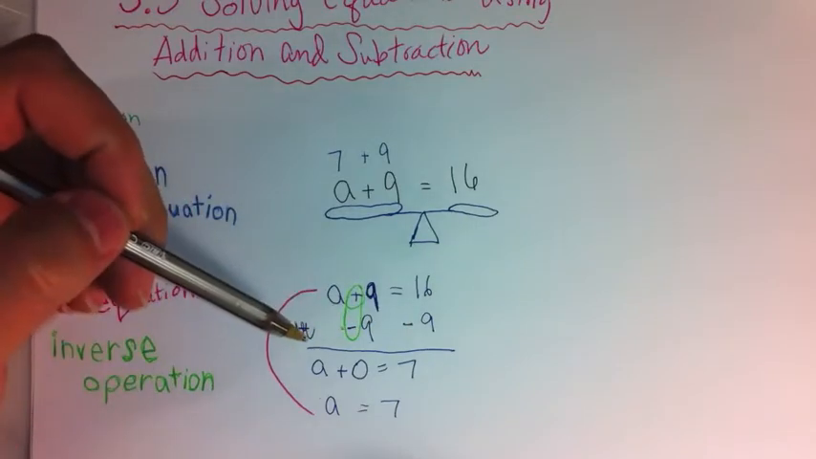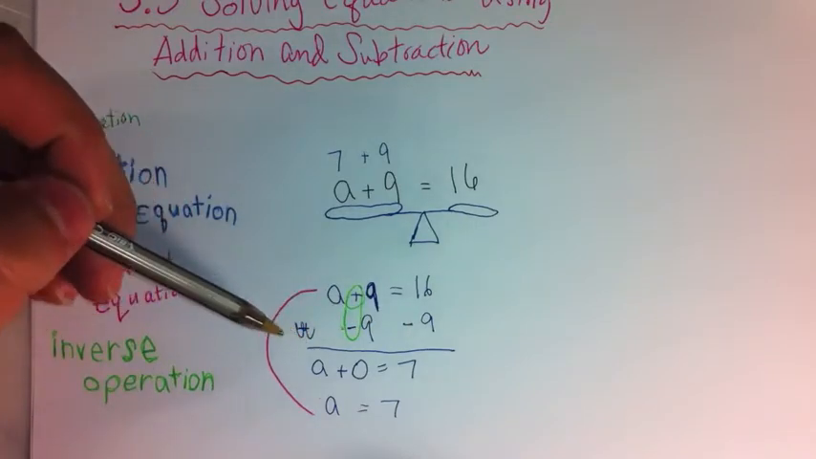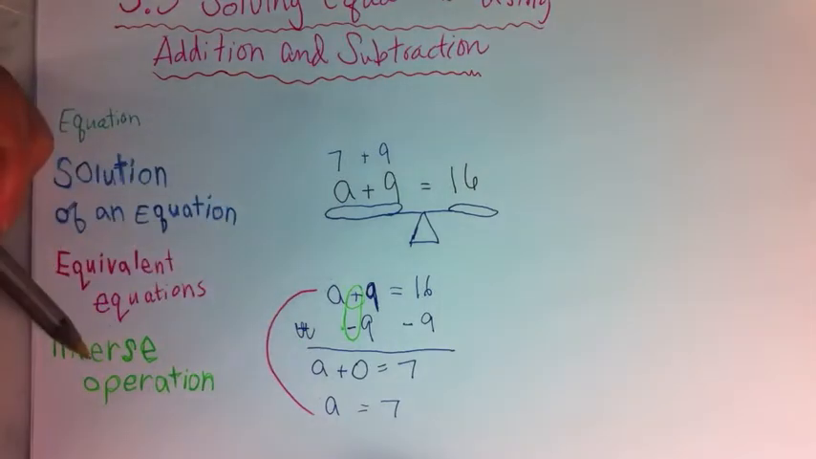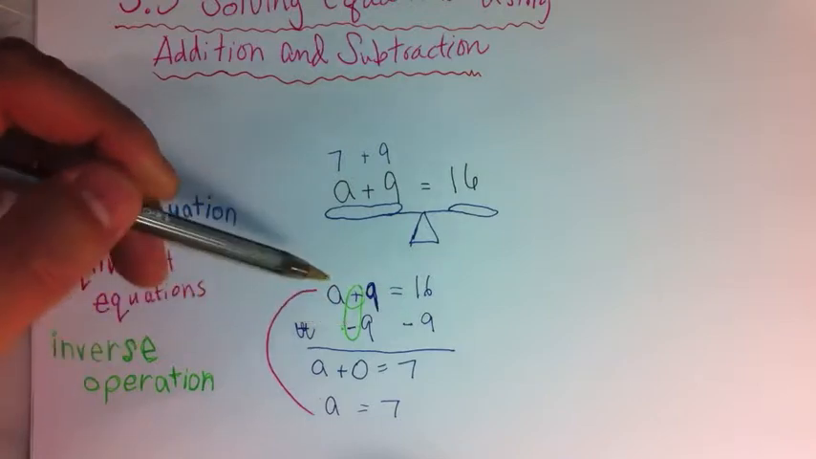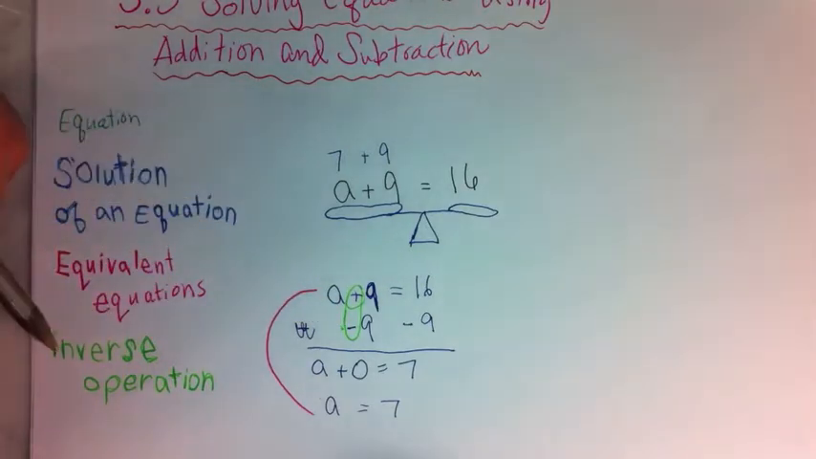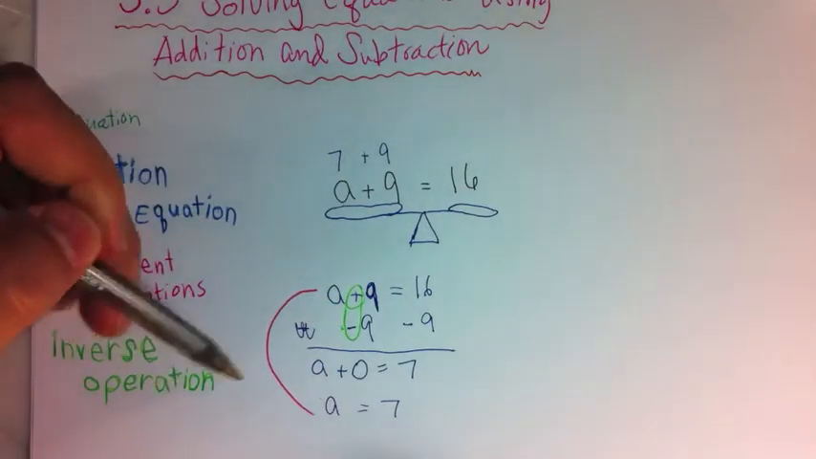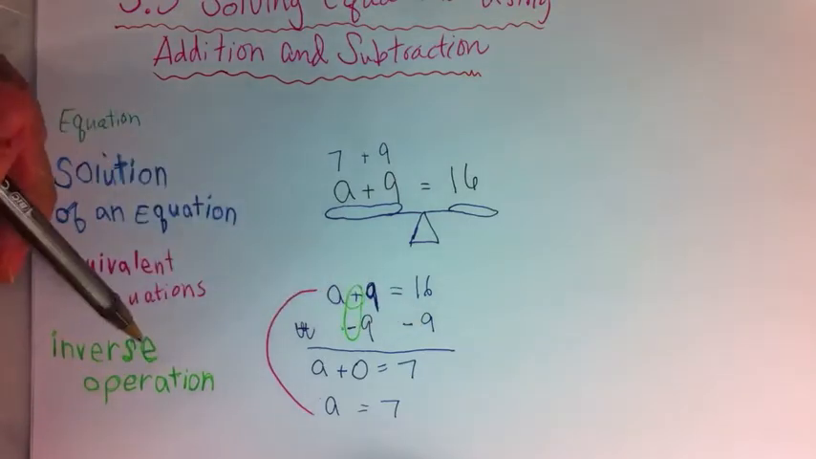Okay? I want you to turn to your partner right now and tell your partner, you have to do the inverse operation to both sides. I'm going to repeat it. You have to do the inverse operation to both sides. Tell them right now, please.